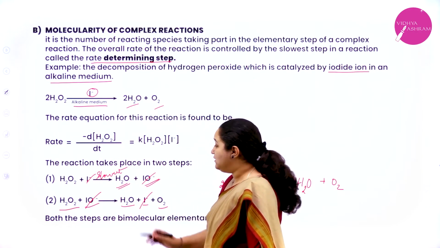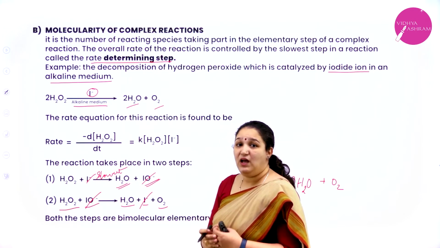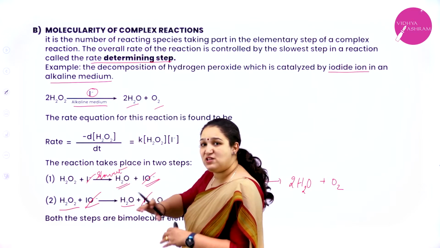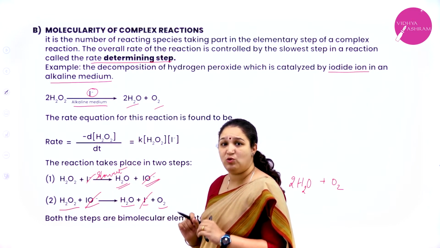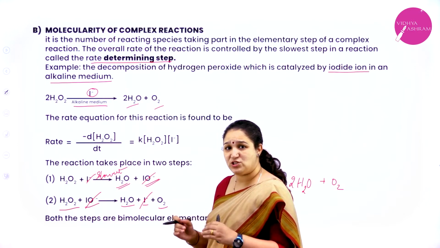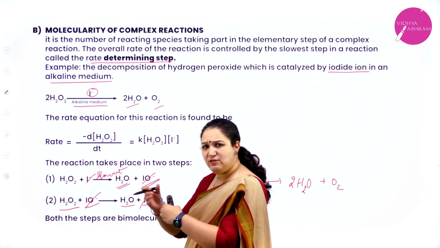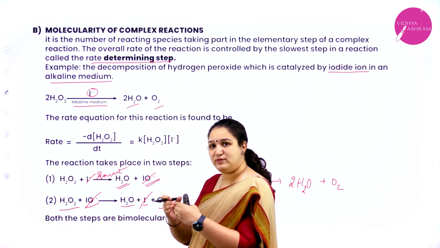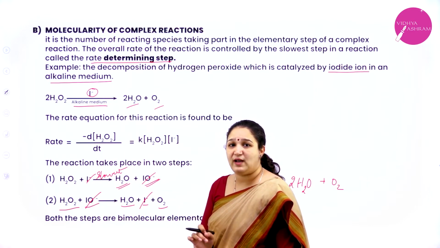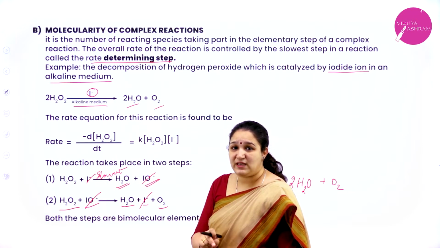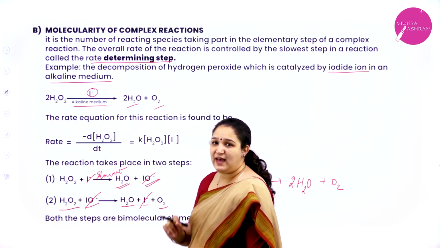Okay. Now, the first step here is the slowest step. And the slowest step is called the rate determining step. That means, if this step happens very slowly, then the speed of the reaction also will be very slow, isn't it? If this occurs a little faster, even the rate or the speed of the reaction will increase. So the slowest step is always called the rate determining step. This is the step which actually tells us about the rate of the reaction.